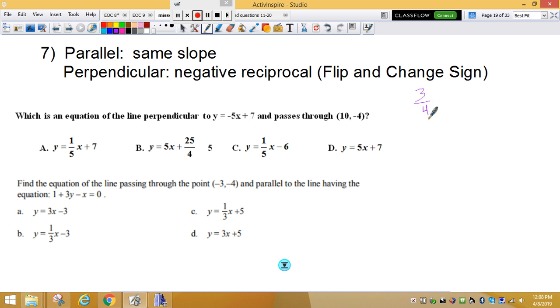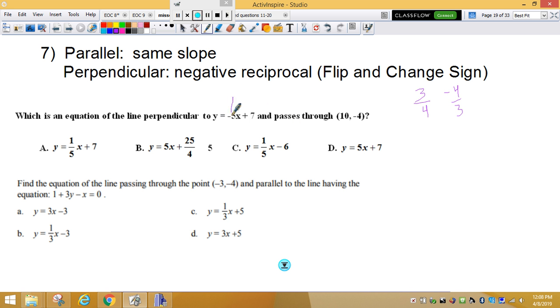If I had 3/4 and I said, what's perpendicular? You'd flip it, so it'd become 4/3, and change the sign. So it would go from a positive to a negative. So those are perpendicular slopes. So let's just go through this. Write an equation that's perpendicular. So first, let's figure out perpendicular.